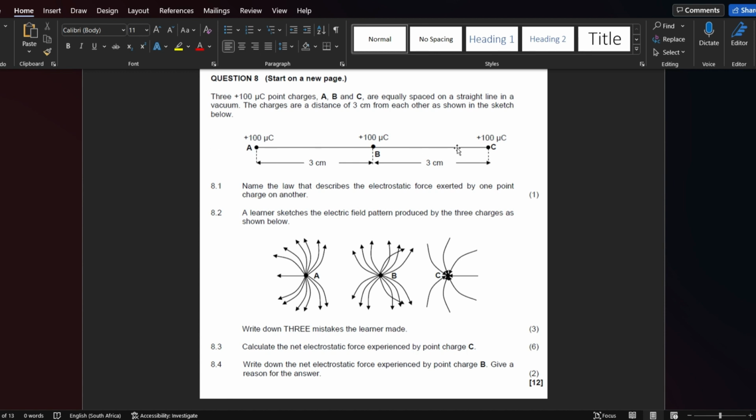Okay, so we see we have A, B, and C. They all have the same magnitude. They all have the same sign of charge. They're all positive charges. And A is the same distance from B as C is from B. They're both 3 centimeters away from B.